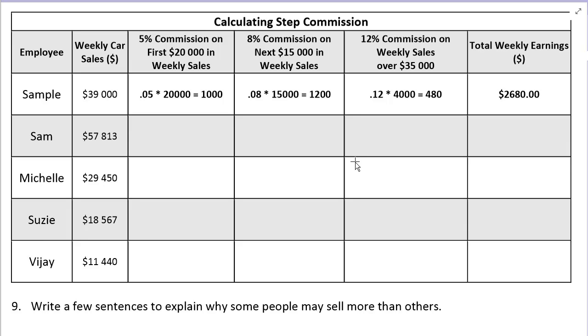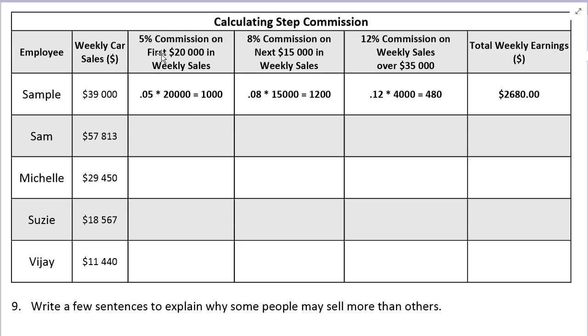Welcome back. In this video for Unit 1 Activity 2, the assignment How Employees Get Paid, this time we're going to take a look at question number 8, Calculating Step Commission. Now this is a lot like the piecework with bonuses, where you get different amounts of commission based on how much you sell, and you sort of step your way up.